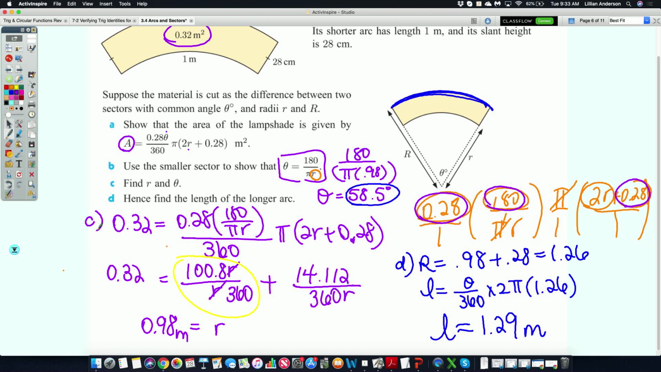Questions? How did the r get to the denominator, where the yellow circle is? Because right here, when you were multiplying 0.28, 180, and 2r together, there's still that dividing by r from back here. So then you'll basically have a 100.8r all over r. That's how they end up canceling out. And since it's dividing by 360, that 360 is still in the denominator as well.